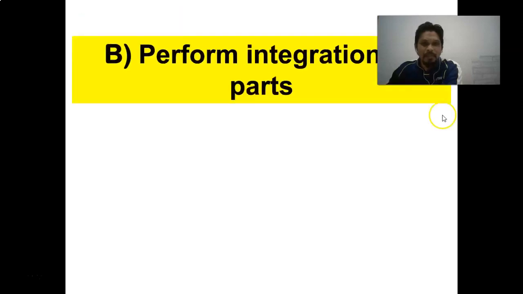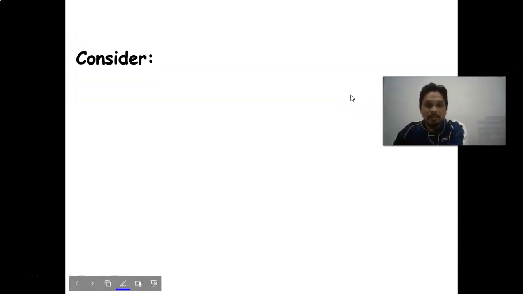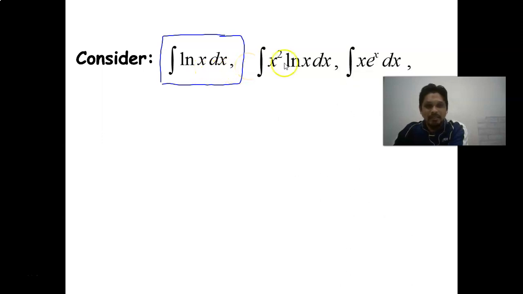Next, perform integration by parts. Consider the function, the integral of ln x dx. I think we met this example as the first example in lecture 105, the earliest example, which refers to the previous notes of lecture 105. Okay, never mind. So what about the integral of x squared ln x dx, and the integral of x e to the x dx?